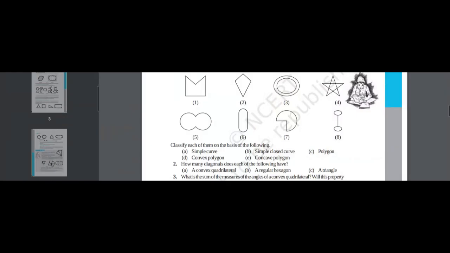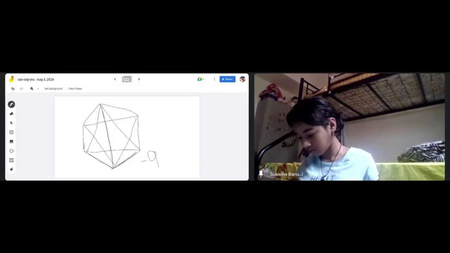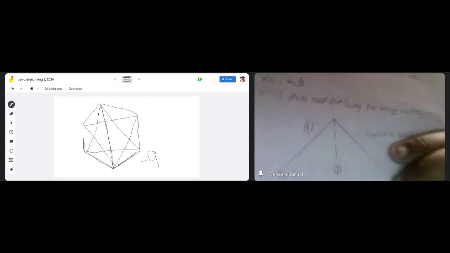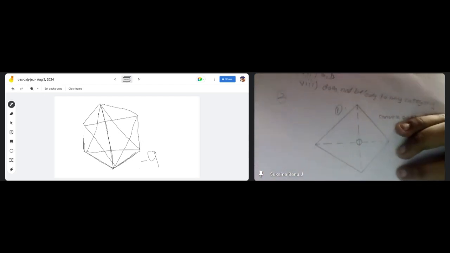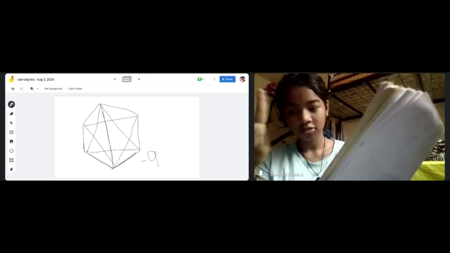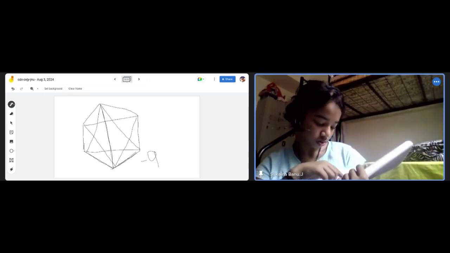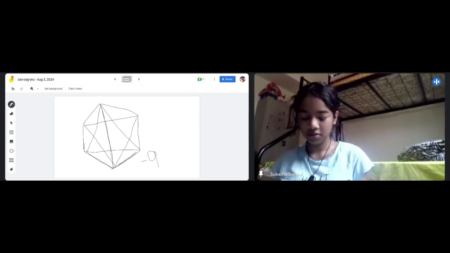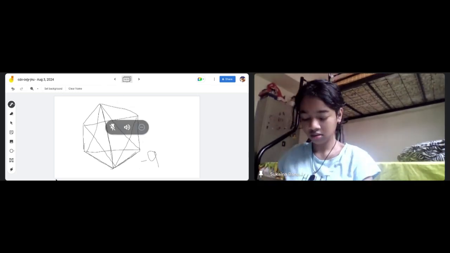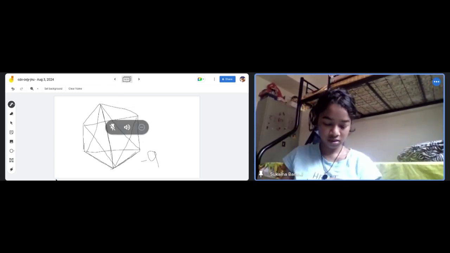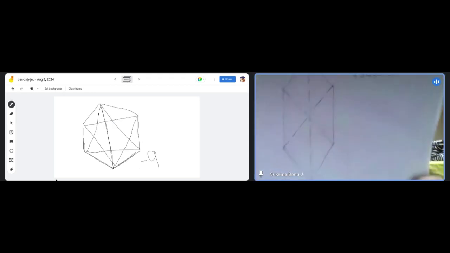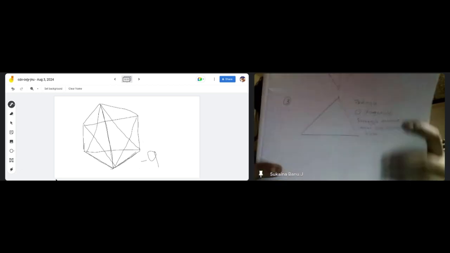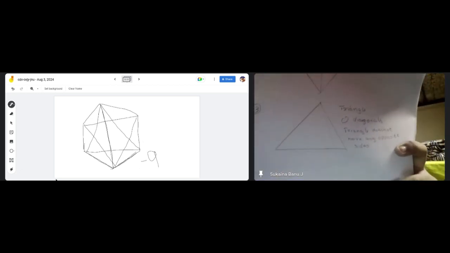First one is the convex quadrilateral. Can you show me the convex quadrilateral you have drawn? That is a convex quadrilateral. How many diagonals does it have? No, 2. A convex quadrilateral has 2 diagonals from the opposite sides. And what about the regular hexagon? 9. Can you show the diagram? Yes, just like that. Okay, how many diagonals does a triangle have? 0. A triangle does not have any opposite sides.